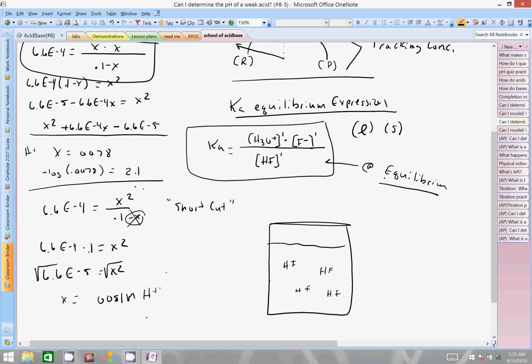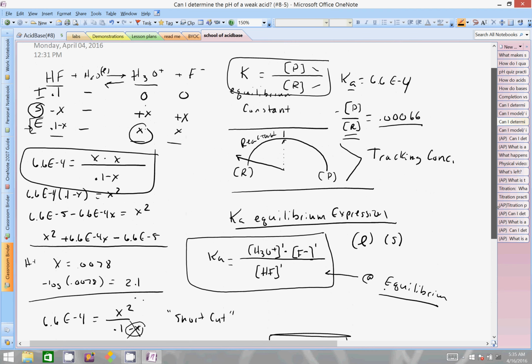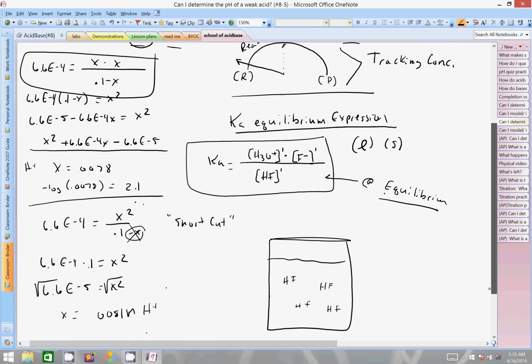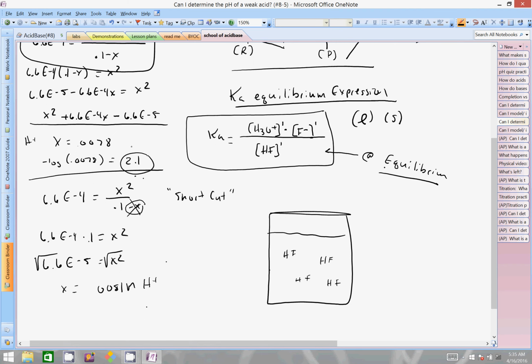It also equals the concentration of my, happens to be, fluoride ion, but at this point in our study of acids and bases, we're only concerned about the H plus ions, and the negative log of that value is 2.09. So this one gave me 2.1. This one gives me, negative log of that value is 2.09. Not a whole lot of difference. And that is why the shortcut is used predominantly.